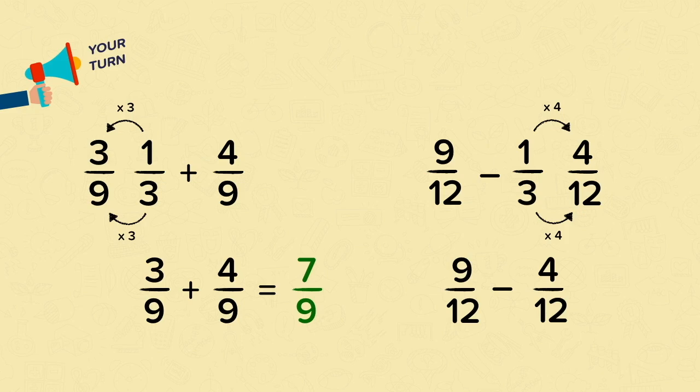Now it's time to subtract. Well done if you remembered to simply subtract the numerators and leave the denominators the same. 9 take away 4 equals 5, so 9/12 take away 4/12 equals 5/12.